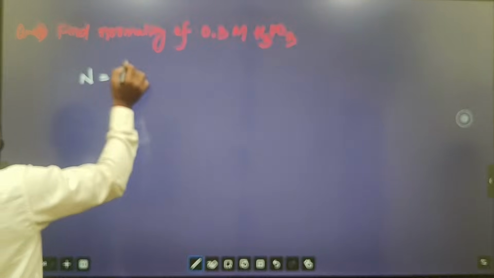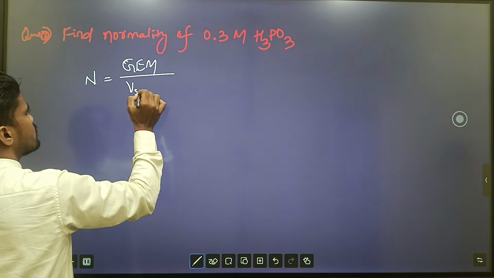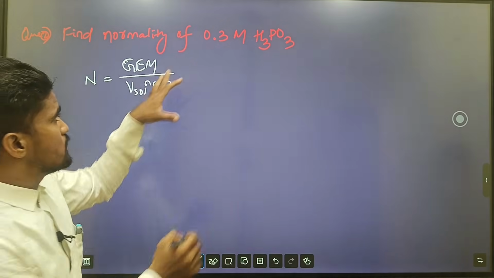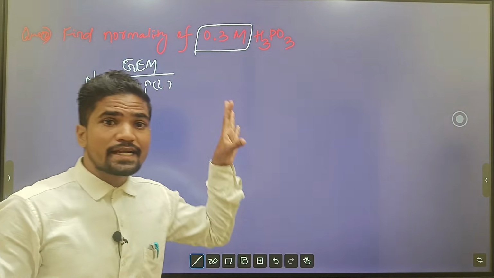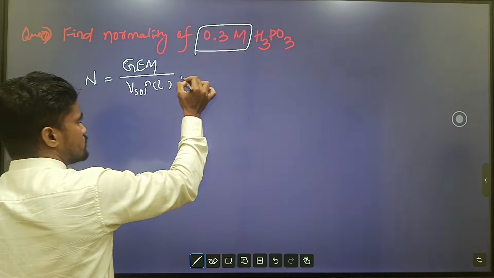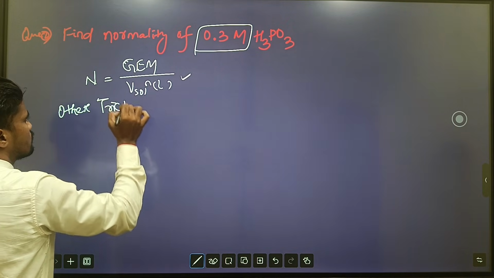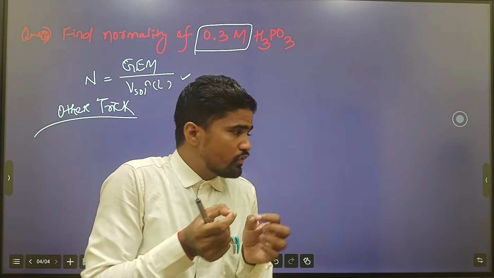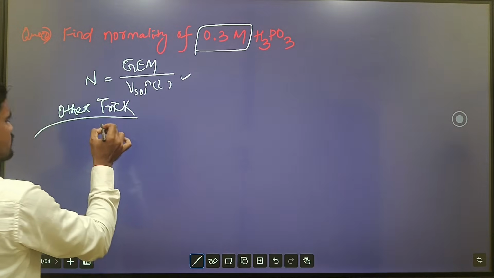Normality is equal to gram equivalent mass upon volume of solution in liter. But here the molarity is given. So we must know that from the direct formula we get the normality also, or there is another trick, because in the examination hall we need speed and accuracy. If we know the trick, we get the answer in a fraction of a moment. So what is the other trick?